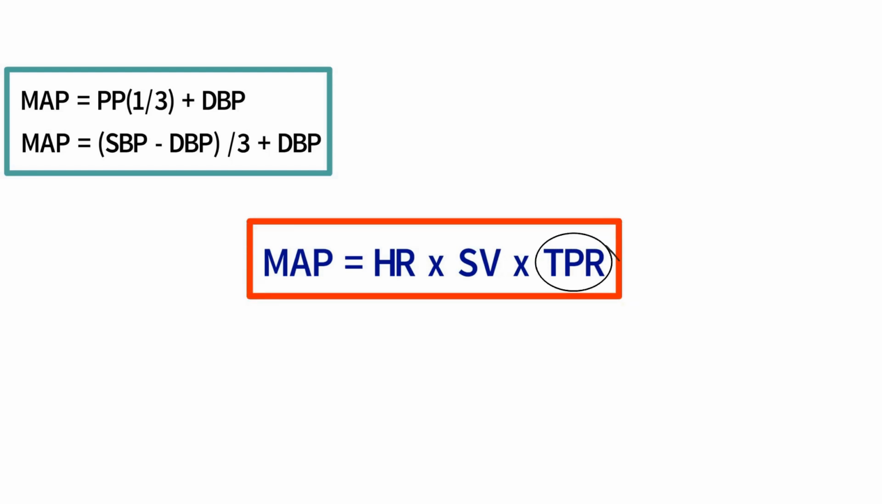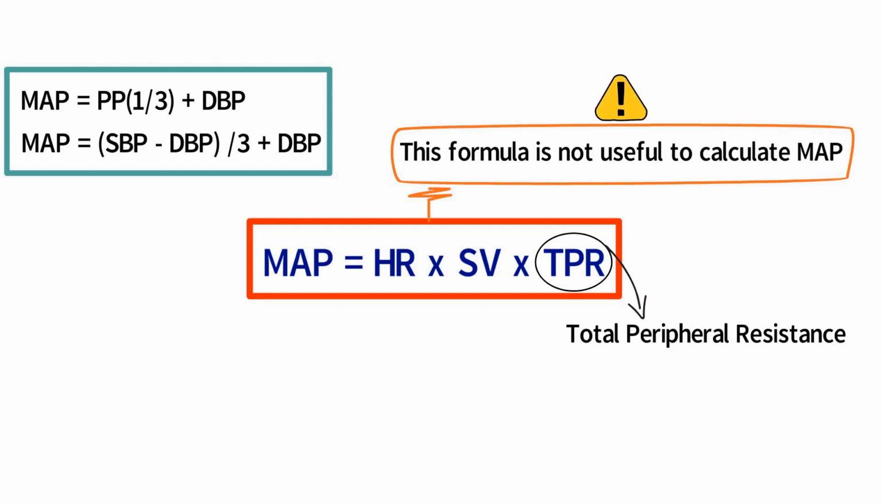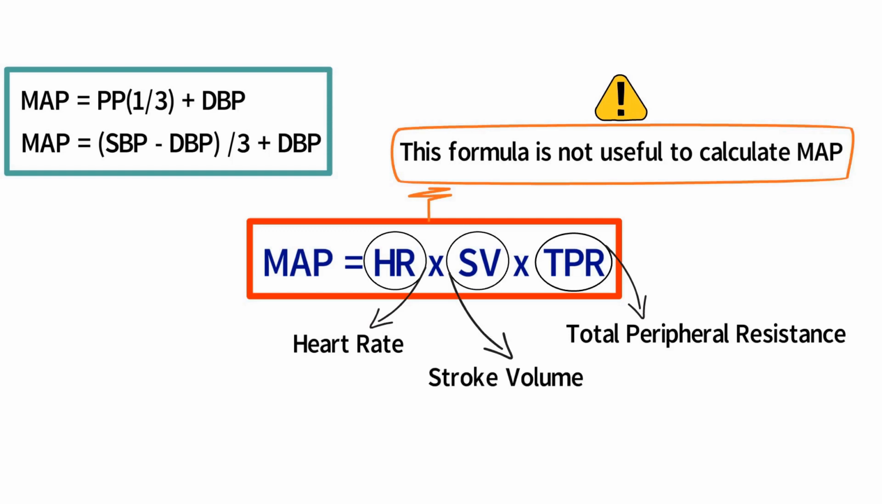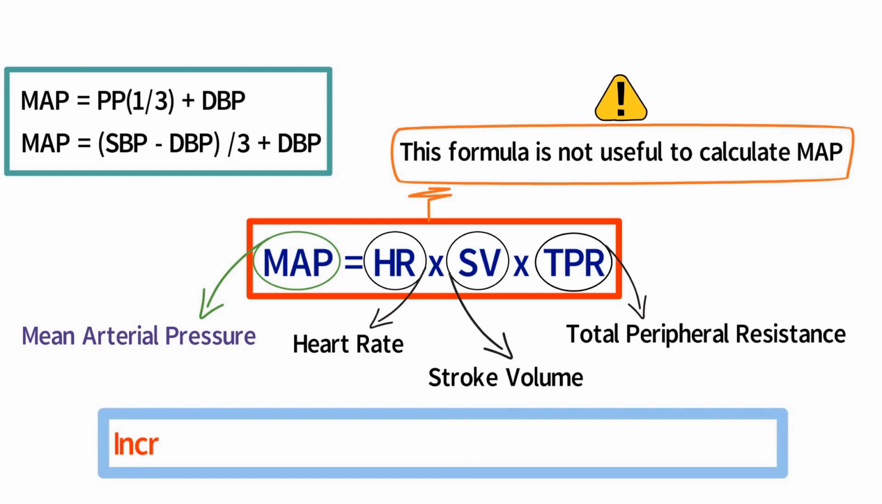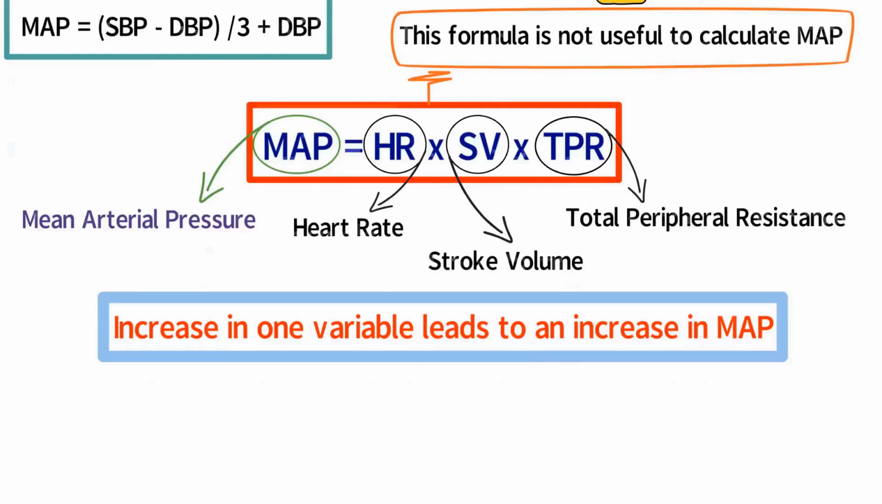Since it is impossible to calculate a number for the total peripheral resistance to blood flow throughout the body, this formula is not useful to calculate mean arterial pressure. What this formula is demonstrating is the relationship between heart rate, stroke volume, and total peripheral resistance in relation to mean arterial pressure. What can be determined from this formula is that an increase in one variable leads to an increase in mean arterial pressure.